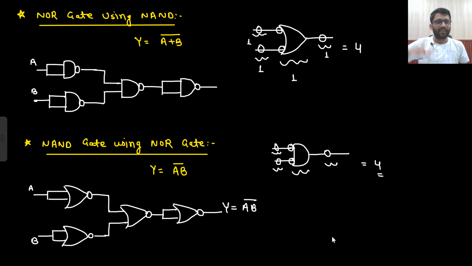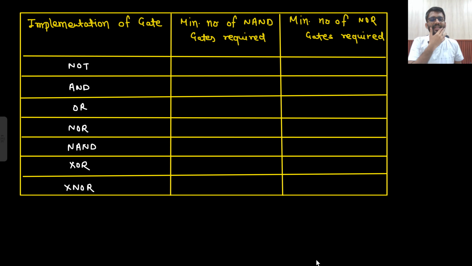Now let's make a table and let's write down the minimum number of gates required. And how will you remember it? That also I will tell. So to implement NOT gate, NAND and NOR both are required, only one only. Now NAND is near to AND, right? NAND AND. So it will require 2. And NOR is near to OR. So this will require 2. NAND is far to OR. This will require 3 and this will require 3.